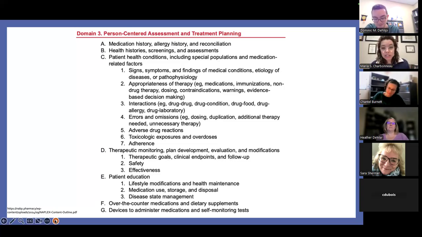But in addition, the NAPLEX is going to be testing the students to see if they can identify interactions, omissions, errors, any sort of adverse drug reactions, etc. You'll see that they are tested on therapeutic goals, endpoints, follow-up monitoring parameters, and patient education. All of those things fall under this person-centered assessment and planning domain.